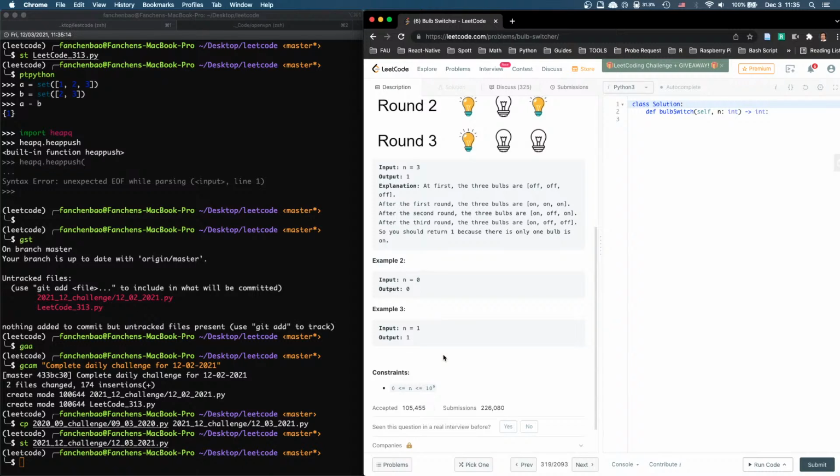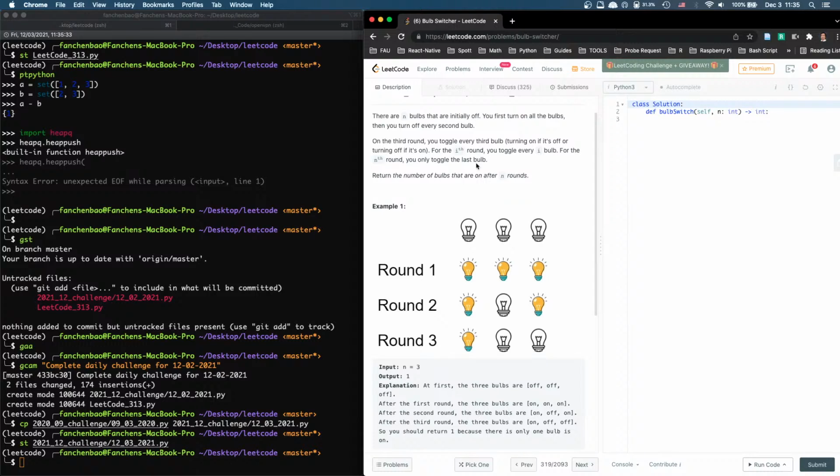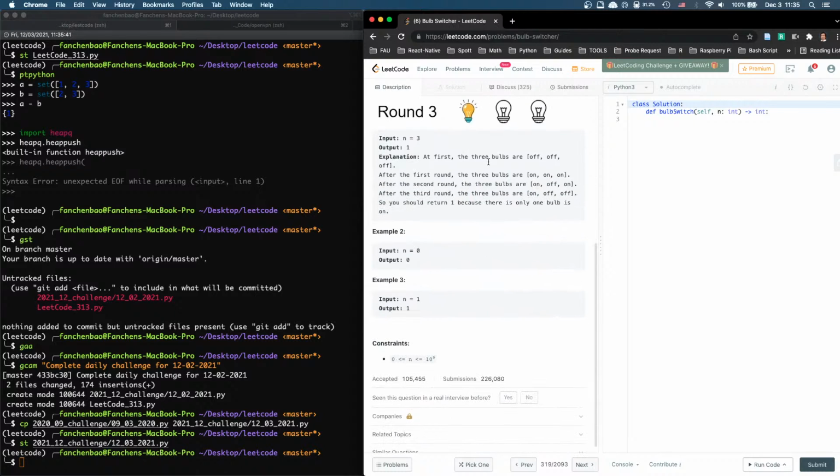That's it? That's all the examples? Okay, I need to see 4. Actually, the n round. Wait, how many light bulbs are there? N light bulbs. Oh yeah, then for the nth round, you only toggle the last bulb. Yeah, because that's the nth bulb. N is 10 to the 9th. Oof. Okay, so 10 to the 9th.